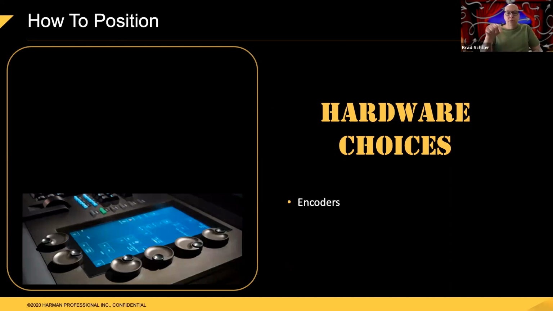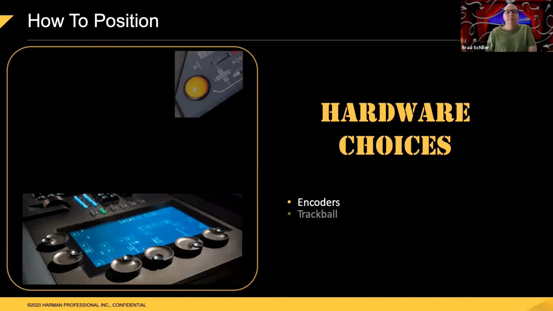Some encoders have push button abilities where you can push it down. Maybe that changes it to fine or coarse. Also, some of them have tactile feedback, where as you rotate, you can feel little notches and know where you're at certain positions. And some even make use of colored LEDs now around them or within them or underneath them that will tell you different modes of what that encoder is doing. So encoders are probably the most common method of moving your fixtures around.